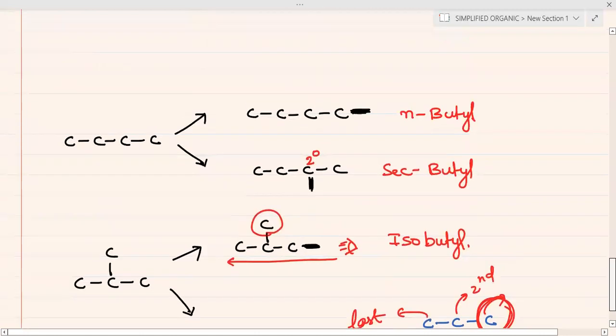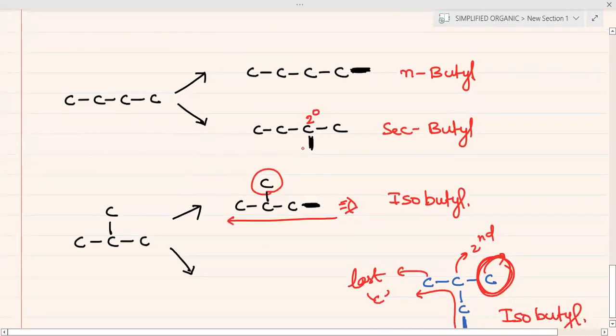Now look at this example. Now I'll travel from here. And if I move in this direction, this is the last carbon. And the last but second carbon is not having a methyl, so this is not iso.